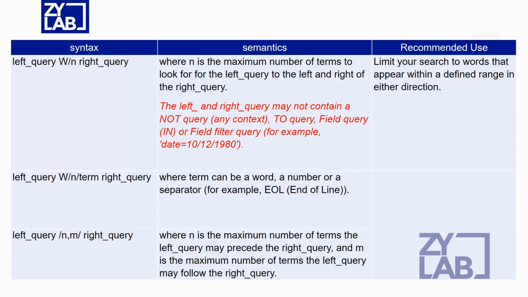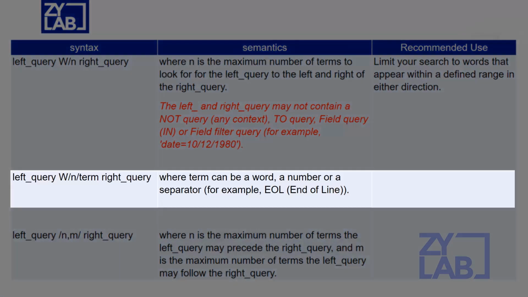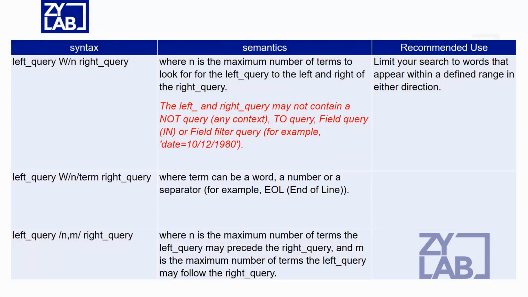The left and right queries can be a simple keyword or more complex queries, but cannot contain a not operator or to operator. Also, because proximity searches are intended for searching the text of a document, field queries and filters are not permitted. By default, the number n represents how many words are permitted between the left and right queries. However, ZyLab has other separators which can be used in place of words. In this example, the separator EOL, or end of line, is used so that instead of words, lines will be counted. More information on separators will be discussed later in this session.